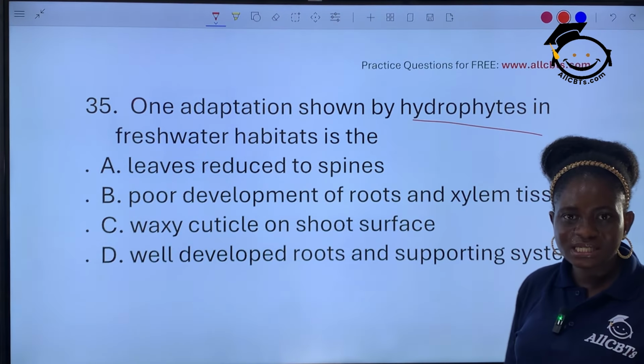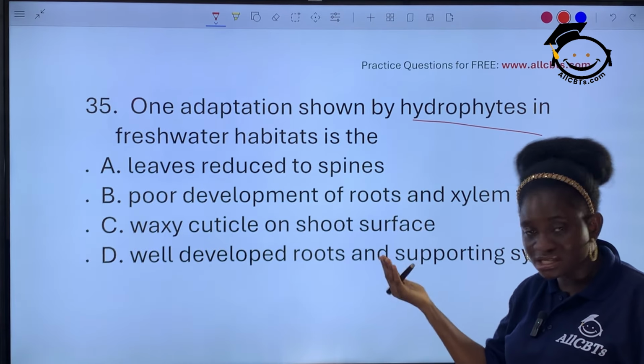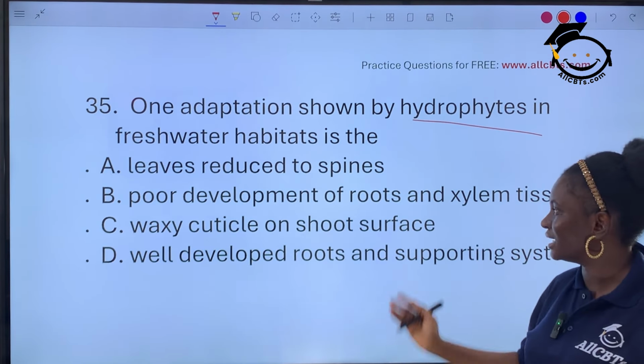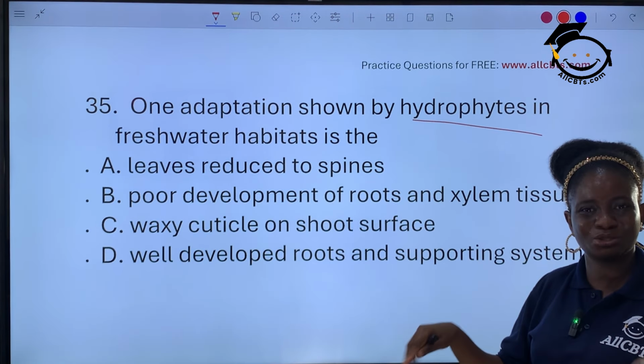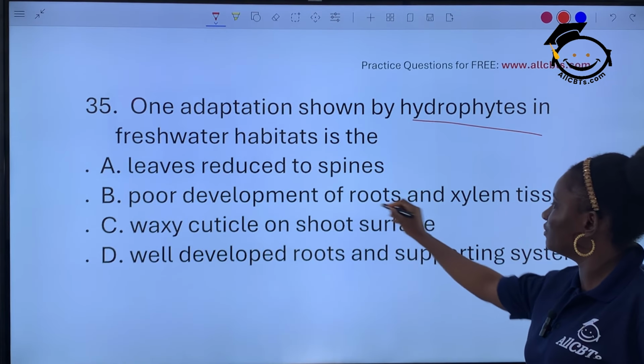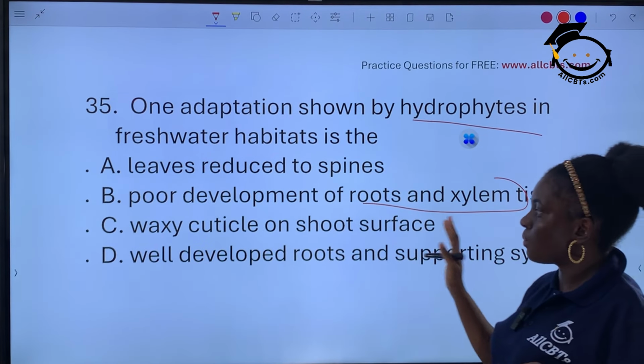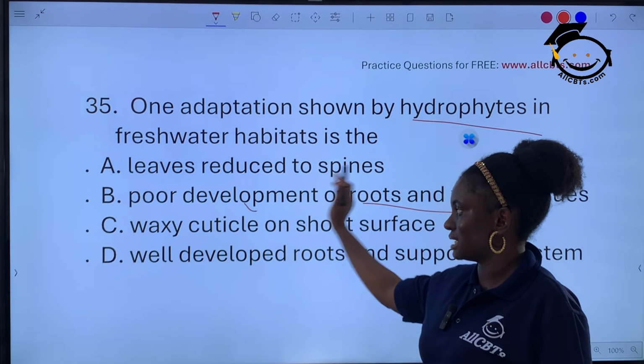Then xylem is responsible for transporting water from the root to the leaves. So water is everywhere. They do not need a strong development of these two to be able to get water. So that is why option B is the correct answer.